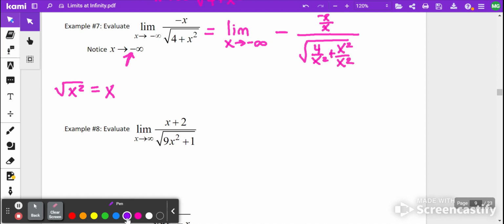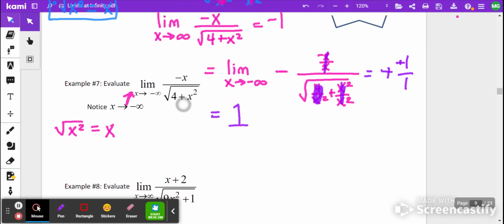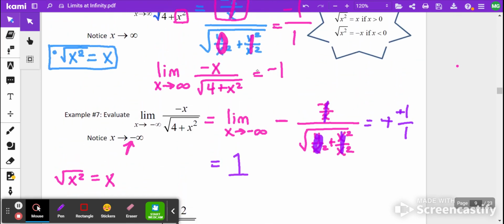It's basically the same numbers. So this reduces to negative 1. This still goes to 0. This still goes to 1. And what we get is the opposite of negative 1 over 1, which we know becomes a positive. So this approaches 1. So basically, as x approaches positive infinity, the limit was approaching negative 1. As x approaches negative infinity, the limit approached 1.